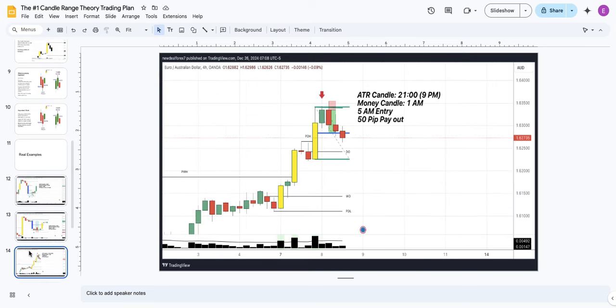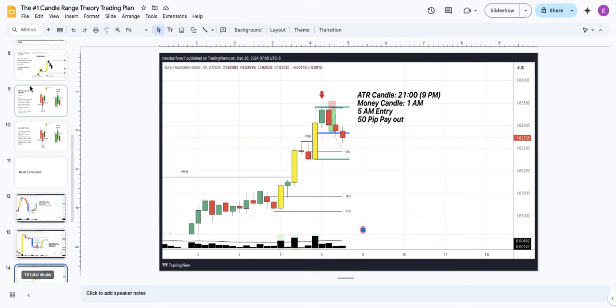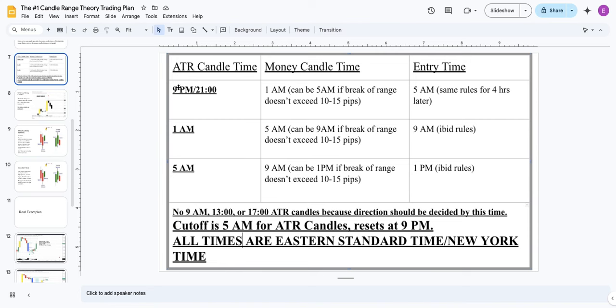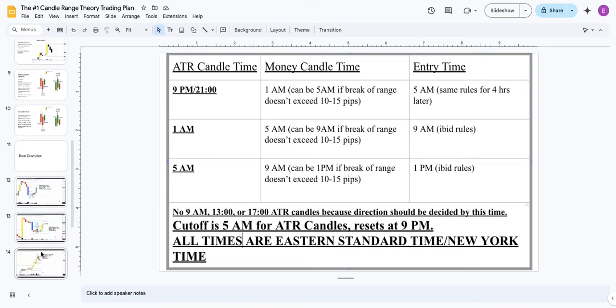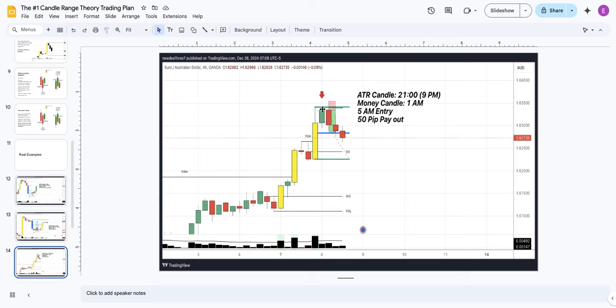The next example is a short example. We have an ATR candle at 2100, which is 9 p.m. So I go back to my timing here. At 9 p.m., I'm not looking to trade until 5 a.m., but the first thing I need to see is the 1 a.m. money candle. Has price gone up and then closed below the range? It did that right here. This green candle, a little bitty poke, closed back inside the range. Now I'm safe to go short. So I can enter at 5 a.m., and price paid out 50 pips. This was a 50 pip move. But again, it starts with the ATR candle first, money candle second.